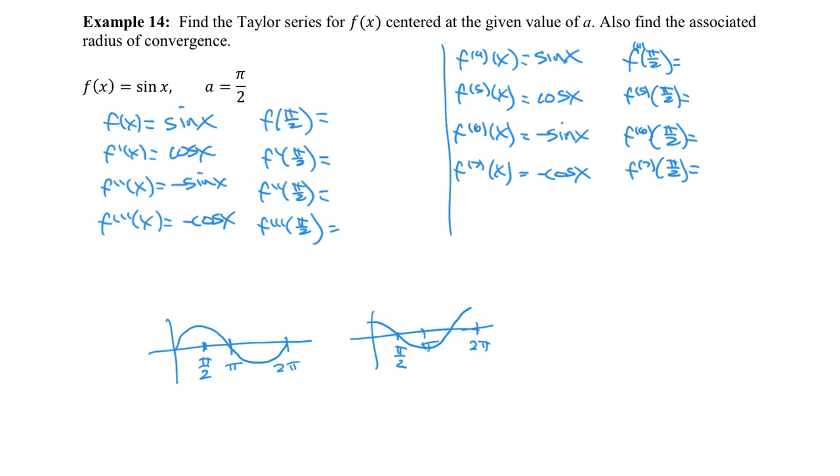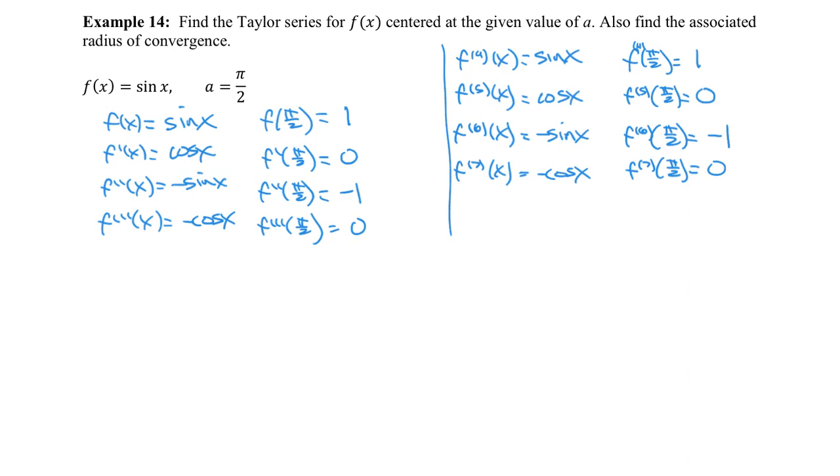So if we fill these in, we can fill all the cosine ones in easy, right? All the cosine ones get 0, 0, 0. Sine of pi over 2 is 1. Negative sine of pi over 2 is negative 1. Sine of pi over 2 is 1. Negative sine of pi over 2 is negative 1.